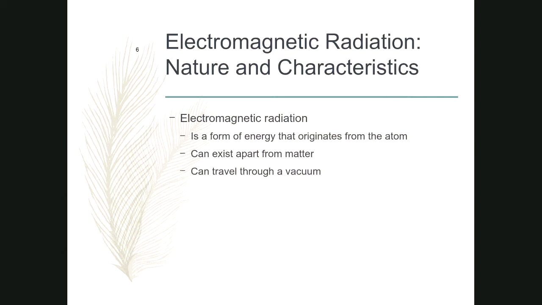Electromagnetic radiation can exist apart from matter, and it can travel through a vacuum. Unlike sound, like ultrasound, which requires matter. You have to place that transducer on something so that those sound waves can bounce off to give you an image. Whereas with X-rays, which are on the electromagnetic spectrum, that is not the case. They do not have to have matter in order to be created and be effective.